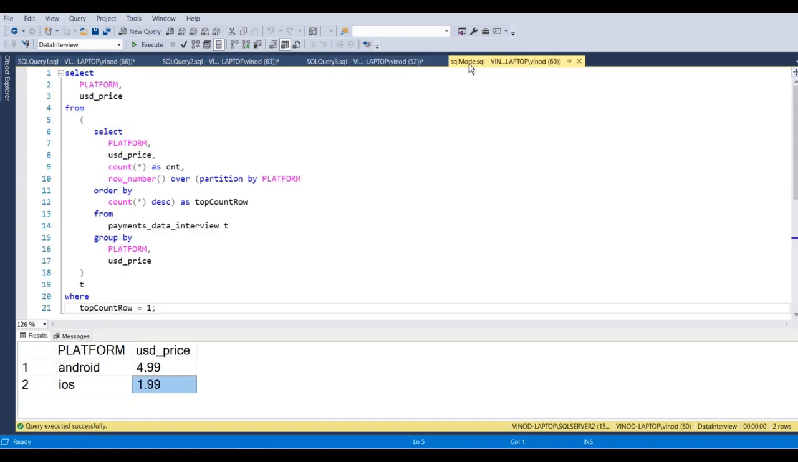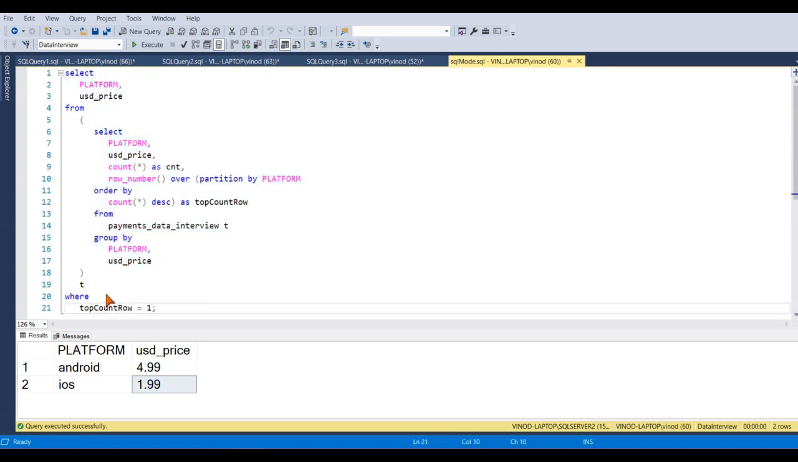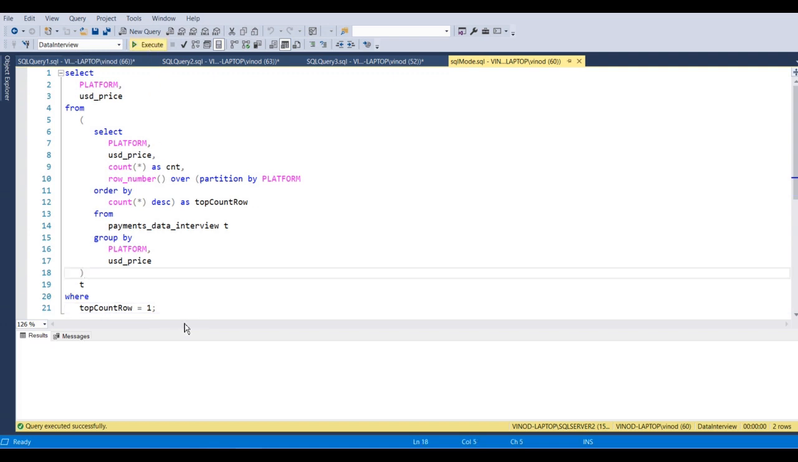So let's review the final query. Here is our final query. This is what we analyzed, and on this query we have put one more filter, top count row is 1, and this way if you execute this, you will get only two rows, one for Android 4.99 and iOS 1.99.